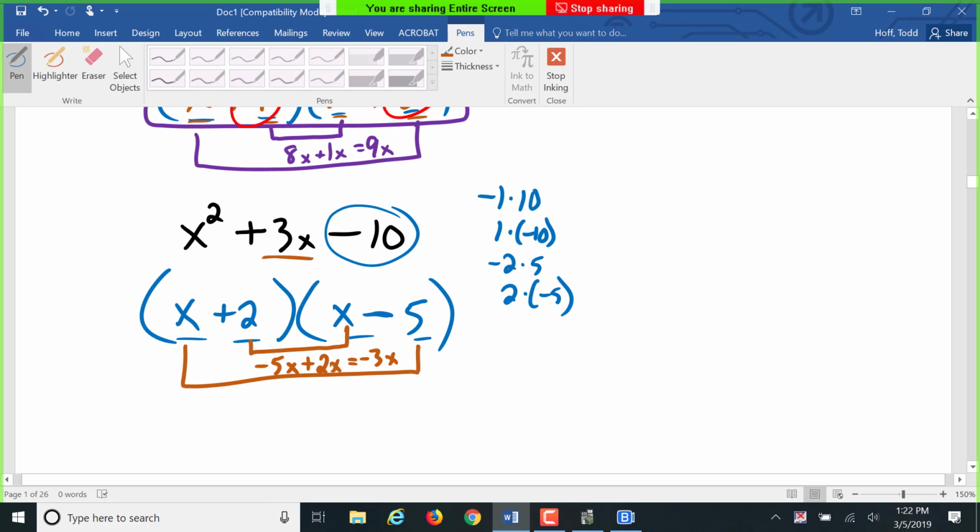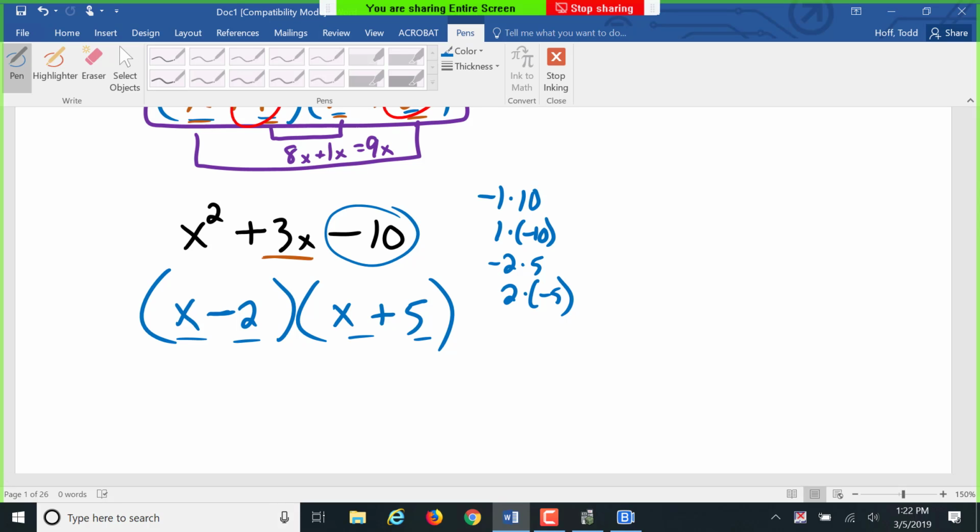But since it's the opposite of what we wanted, it gives us a clue as to what needs to be changed. It means that instead of positive 2 and negative 5, what we need is negative 2 and positive 5. We had the right number, just the wrong sign, so let's switch the signs.